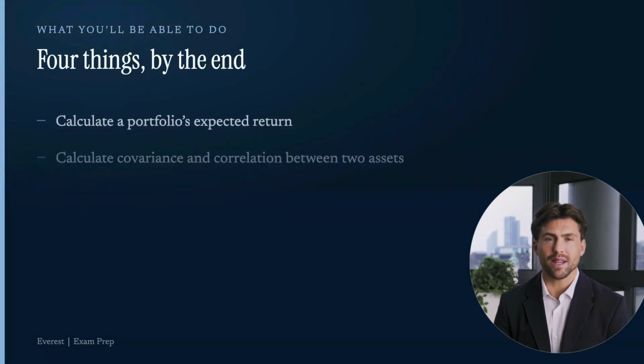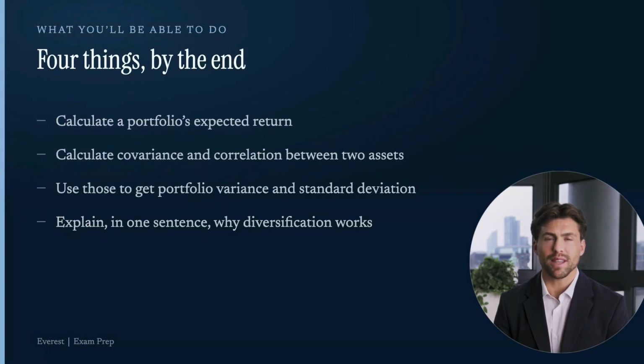By the end, you will be able to do 4 things. Calculate a portfolio's expected return as a weighted average. Calculate covariance and correlation between 2 assets. Use those to calculate portfolio variance and standard deviation. And explain in one sentence why diversification actually works.